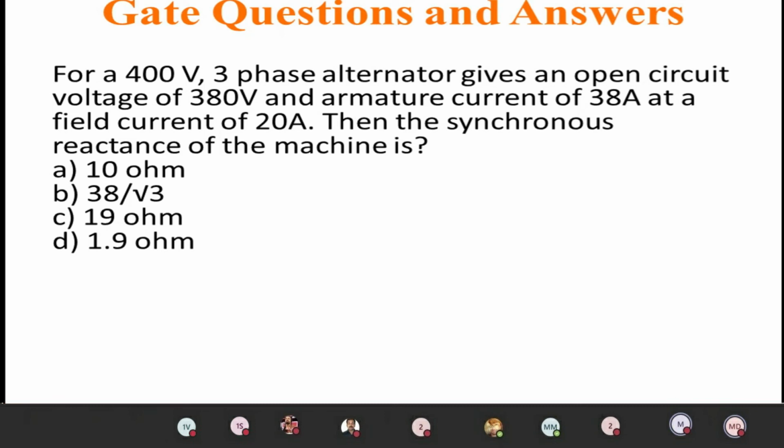So let me take a 400 volt, 3 phase alternator given open circuit voltage of 380 volt and armature current of 38 amps at a field current of 20 amps, then the synchronous reactance of the machine is, so Z is equal to Vt divided by Ia. So here the open circuit voltage is 380, divided by 38 amps is equal to 10 ohms.